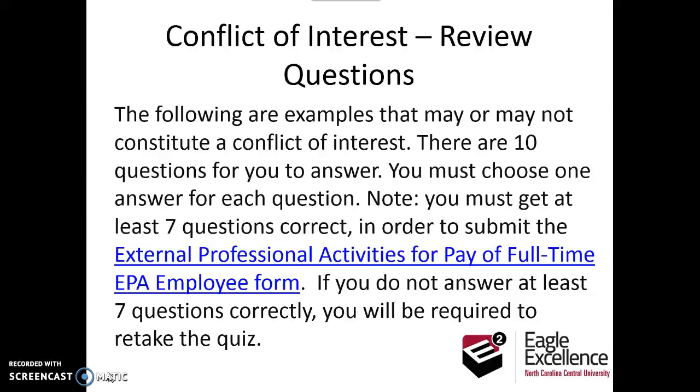The following questions are examples that may or may not constitute a conflict of interest or commitment. There are 10 questions for you to complete. You must score 70% or better, meaning you must get at least 7 questions correct in order to successfully complete this training module. You will have the option of retaking the quiz until you pass it.